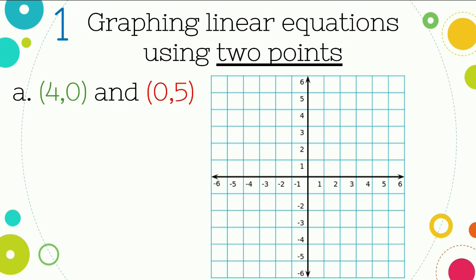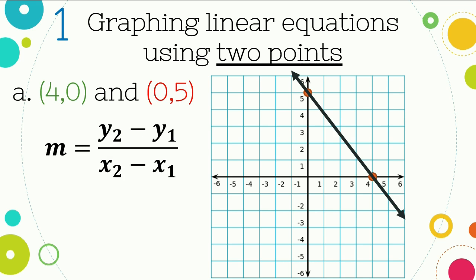So we will plot (4, 0) as located on our x-axis because our y is 0, and then (0, 5) located at the y-axis, and then connect the 2 points. We can also check if our graph is correct by getting our slope.